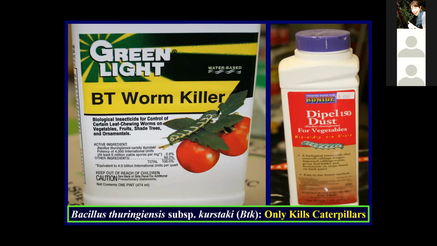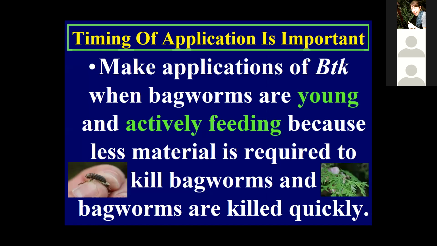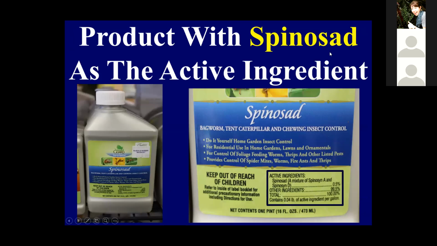That's why you get it out early, because the earlier you get it out there, the younger the caterpillars, the faster they're killed. So the timing of application, again, is important. You make applications of BTK when bagworms are young and actively feeding, about a 1/4 inch or less, because less material is required to kill the bagworms, and the bagworms get killed quickly. Okay? That's one material.